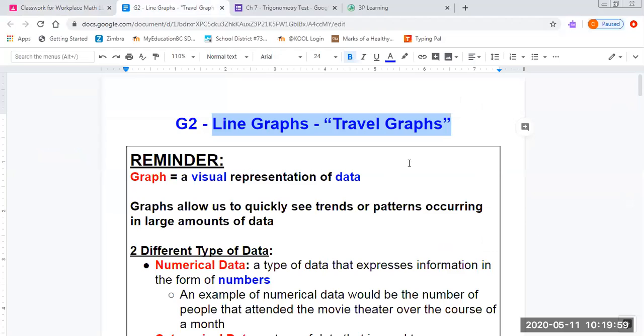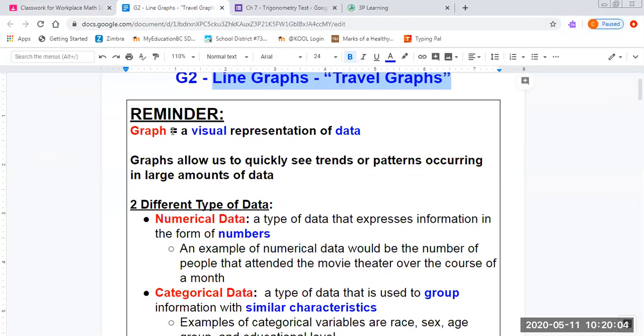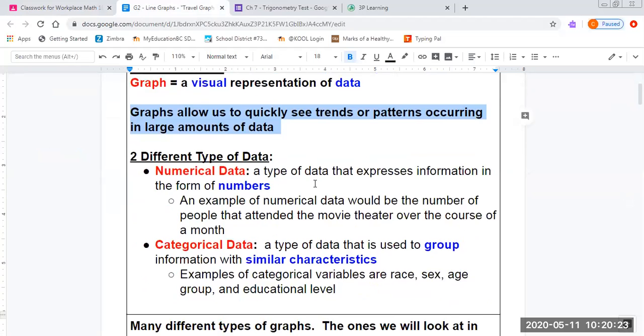Just a reminder that a graph is a visual representation of data. Basically, why we make graphs is usually to allow us to quickly see trends or patterns that occur in large amounts of data. It's just a way for us to quickly take in what the numbers are showing us.